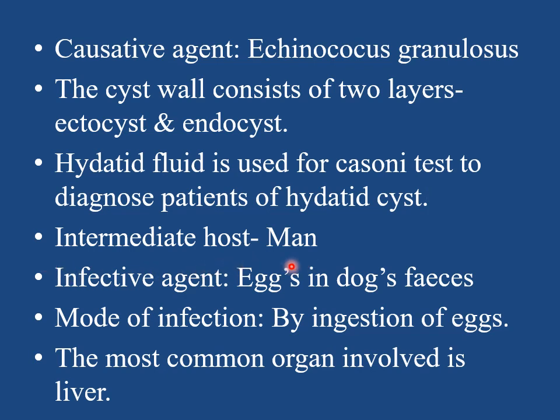Intermediate host is man. Infective agent are eggs in dog species, and mode of infection is by ingestion of eggs. The most common organ involved in hydatid cyst is the liver, although other organs like brain, lungs, orbit, etc. may be involved. And how to diagnose the disease? By ultrasound. And we can detect antigen of this parasite also in the patient's blood.